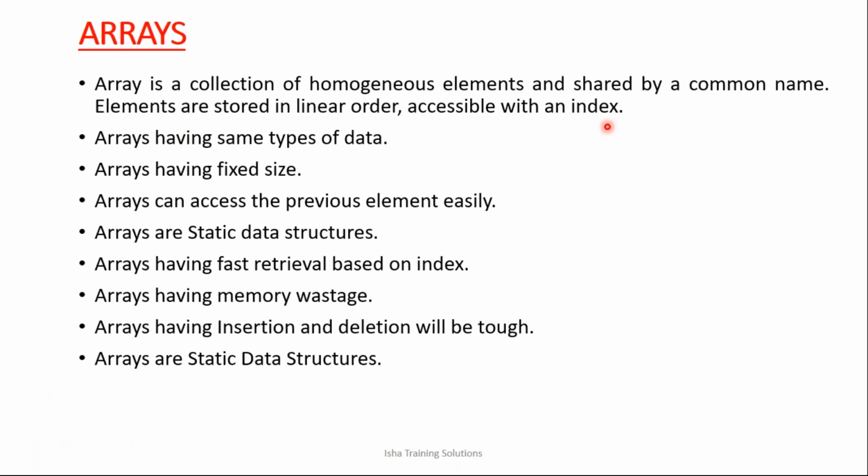What is this linear order? Linear order is simply some sort of serial order. They will be stored in a serial order: first element, next element second, next third, like that. And accessible with an index. What is this index? If you want to access some number in a particular array, you can access it by using the index. What is this index?